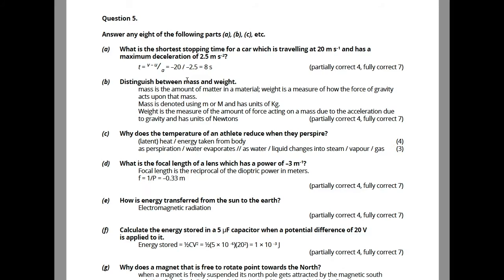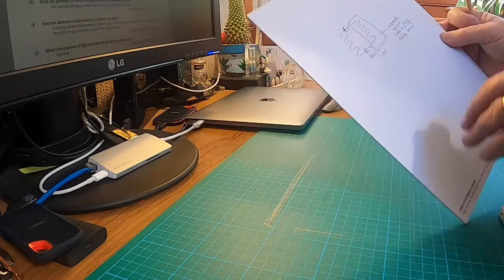Okay. Why does the temperature of an athlete reduce? Well, that is latent heat of vaporization. As the liquid evaporates from the skin, it takes in latent heat from the surroundings, which is the athlete, and brings us nicely back to the old fridge.